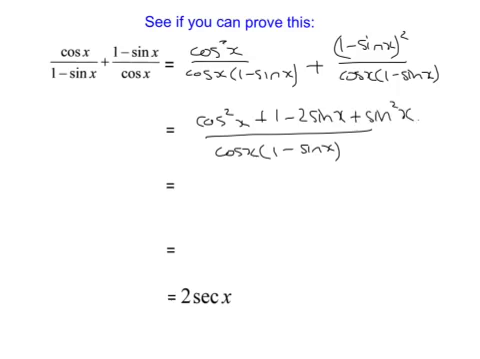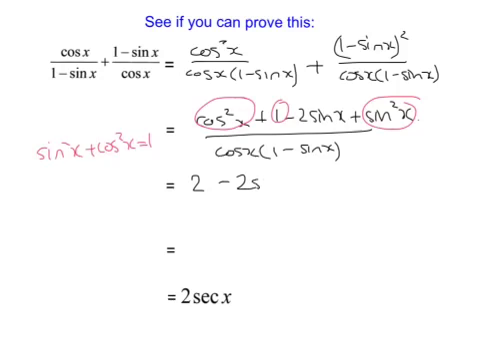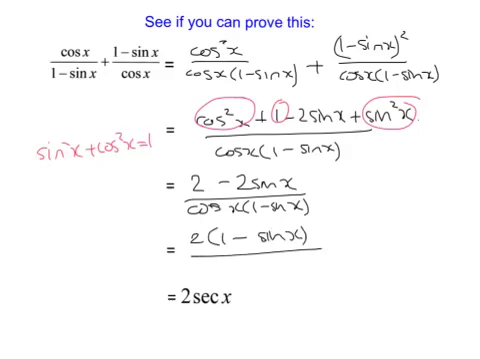Okay, what can I do here? You should remember this from C2. Sin squared x plus cos squared x is 1. So I've got 1 and then another 1, so that's 2. So I've got 2 minus 2 sin x on the top, and cos x 1 minus sin x. You can probably see where this is going. Pull out the common factor of 2 on the top, and we can cancel those 1 minus sin x's, giving us 2 cos x, and sec x is just 1 over cos x. So we're done.